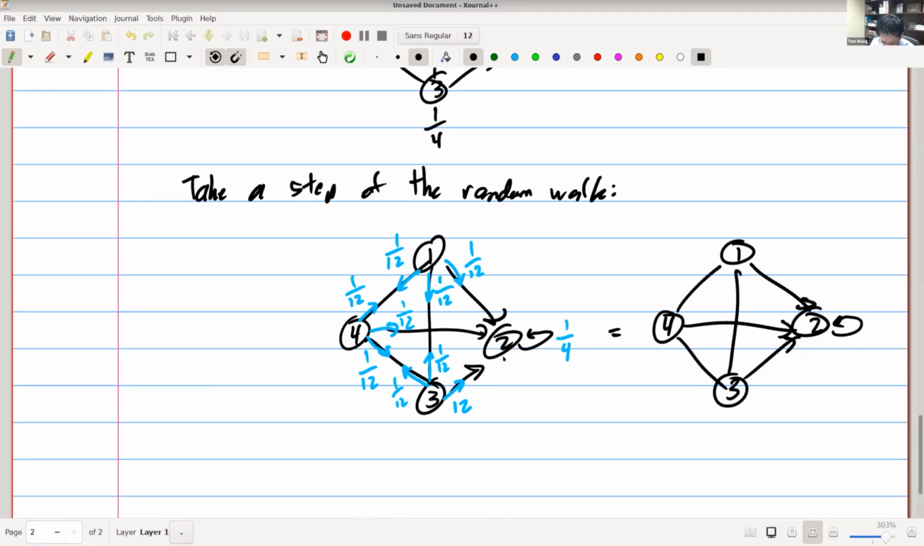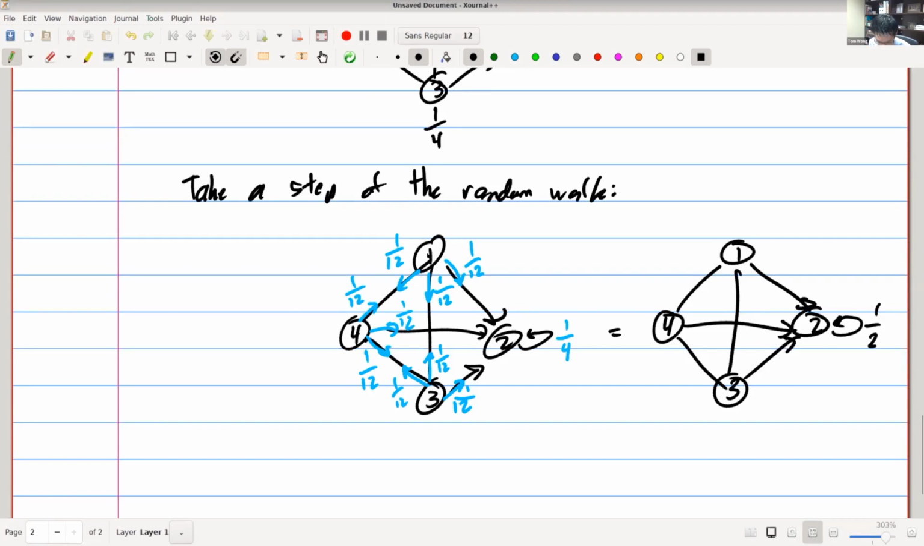Well, if you look at vertex 2, it has a probability of 1/4, and we're adding to it 1/12 and 1/12 and another 1/12. So we have 1/4 plus 1/12 three times. So 1/4 plus 3/12, that's another 1/4. So I have 1/4 plus 1/4, which is 1/2. So now the probability of the random walker being at the marked vertex is 1/2.